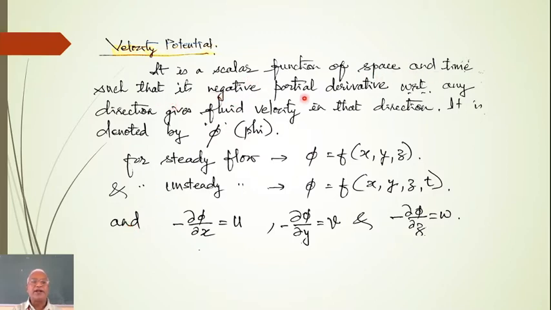So by definition now, it is the negative partial derivative with respect to any direction. Here I have done minus partial differentiation with respect to x. Minus dou phi by dou x gives fluid velocity in that direction. Fluid velocity in x direction is u. Similarly, minus dou phi by dou y, if I do, I should get velocity v, and minus dou phi by dou z, if I do, I should get w. So that completes the definition of velocity potential function.